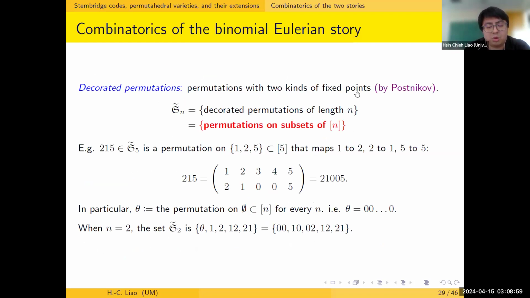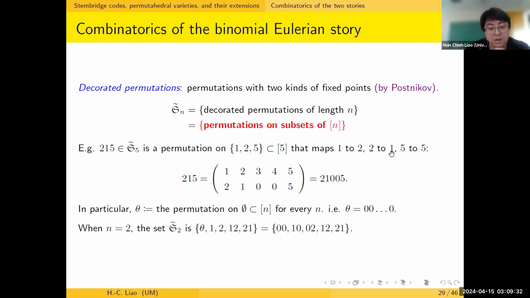permutations with two kinds of fixed points. And we use S tilde n to denote decorated permutations of length n. But we prefer to think of it as a permutation on a subset of the set 1 through n. So for example, 2, 1, 5 is a decorated permutation. And you can think of it as a permutation on the set 1, 2, and 5. So if you write it out in two-line notation, 2, 1, 5, you can think of it as 1 maps to 2, 2 maps to 1, and 5 maps to 5.